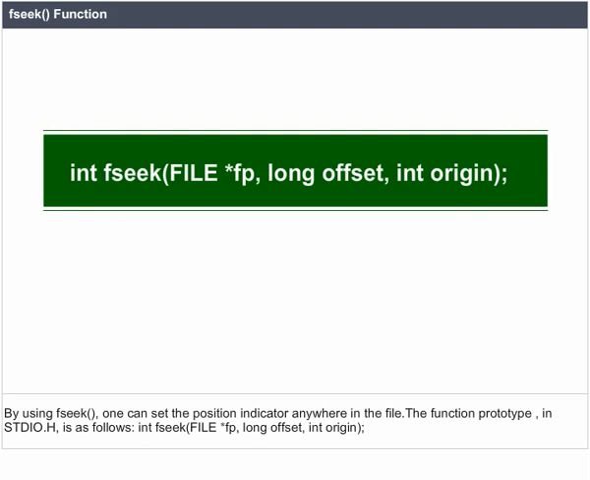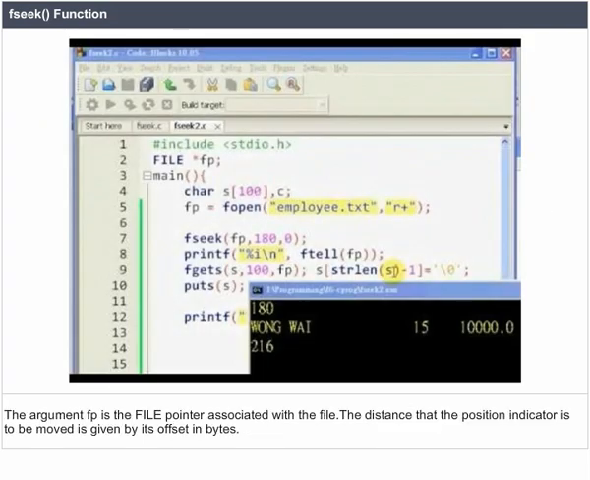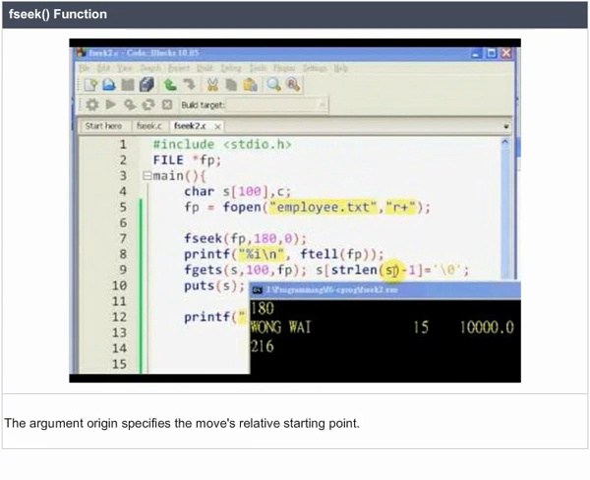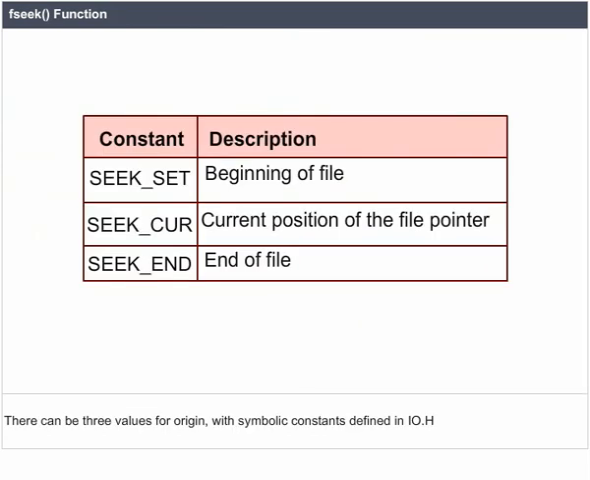The argument fp is the file pointer associated with the file. The distance that the position indicator is to be moved is given by its offset in bytes. The argument origin specifies the move's relative starting point. There can be 3 values for origin, with symbolic constants defined in io.h.